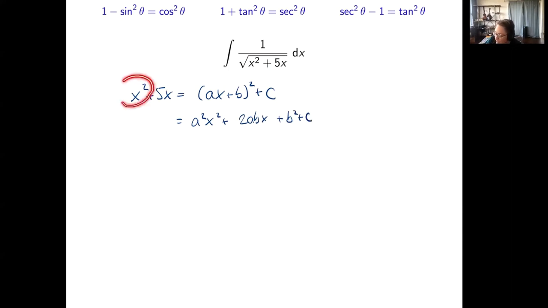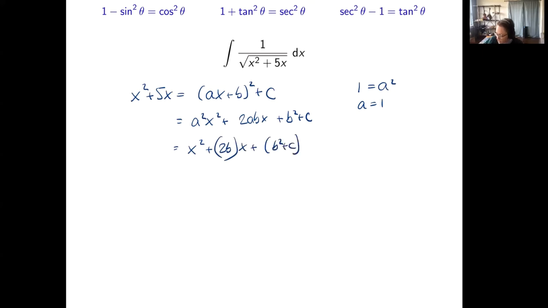My x squared on the left is multiplied by 1. That means my x squared on the right, just this bit, has to also be multiplied by 1. So by matching up x squareds, I know that 1 has to be equal to a squared, so I might as well let a be positive 1. So now this looks like x squared plus 2bx plus my constant term b squared plus c.